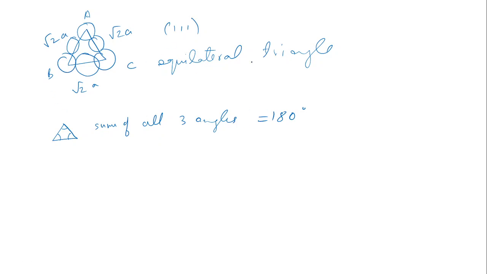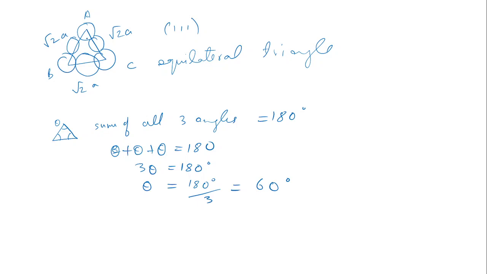Now we know it's an equilateral triangle. That means all angles are equal. Let's call this theta. And sum of all angles is 180 degree. Means theta plus theta plus theta is 180 degree. That means 3 theta is 180 degree. That means value of one angle is 60 degree. This angle is 60 degree.